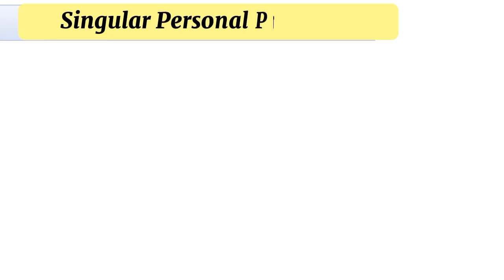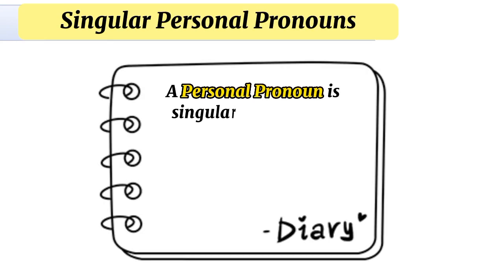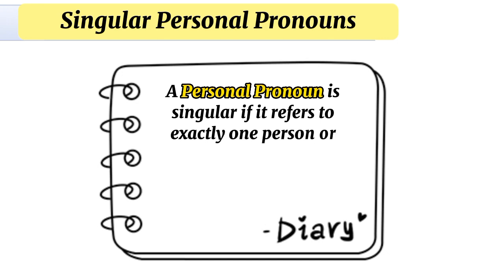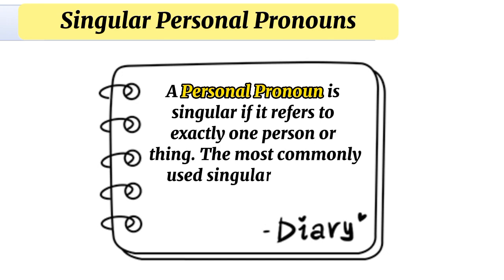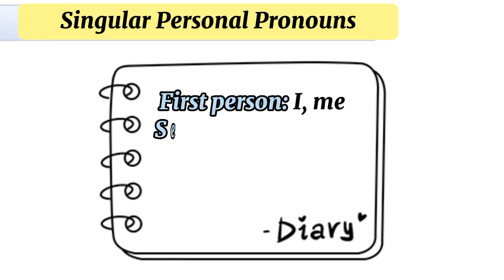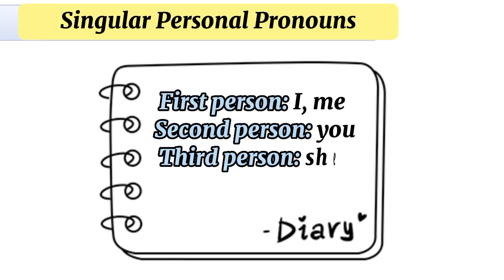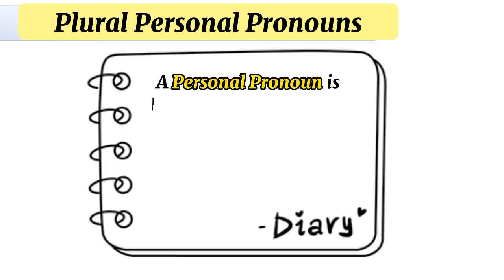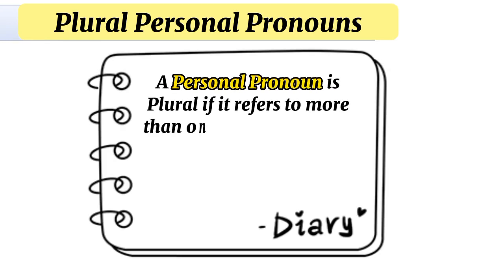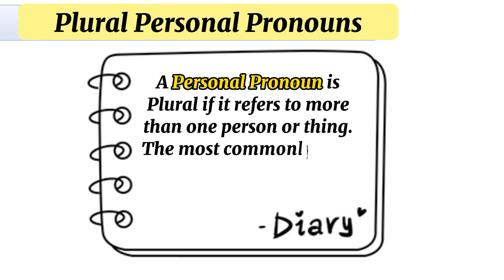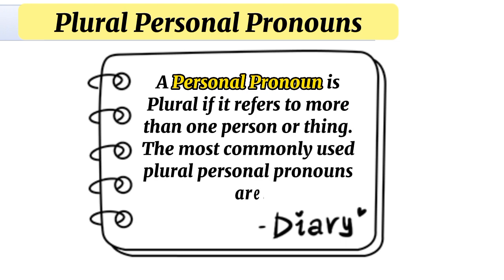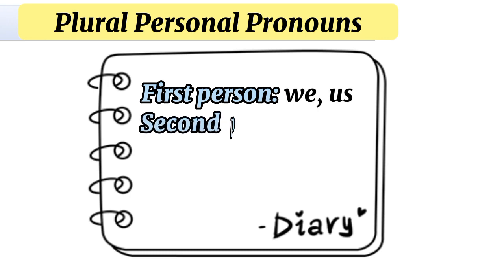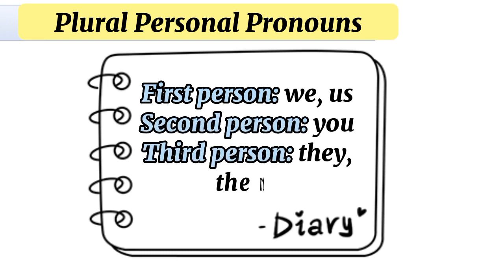Singular personal pronouns. A personal pronoun is singular if it refers to exactly one person or thing. The most commonly used singular personal pronouns are first person, I, me. Second person, you. Third person, she, her, he, him, it. Plural personal pronouns. A personal pronoun is plural if it refers to more than one person or thing. The most commonly used plural personal pronouns are first person, we, us. Second person, you. Third person, they, them.